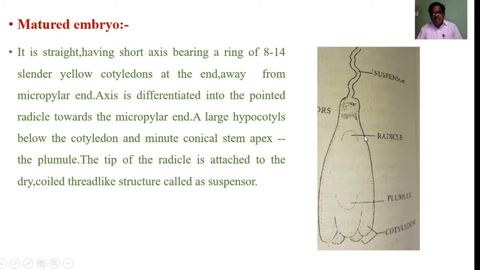Further, the radicle is responsible for the formation of the root, and the tip of the radicle is attached to a dry coiled thread-like structure, which is known as the suspensor. This radicle tip is attached to the suspensor. This is the actual structure of the mature embryo.